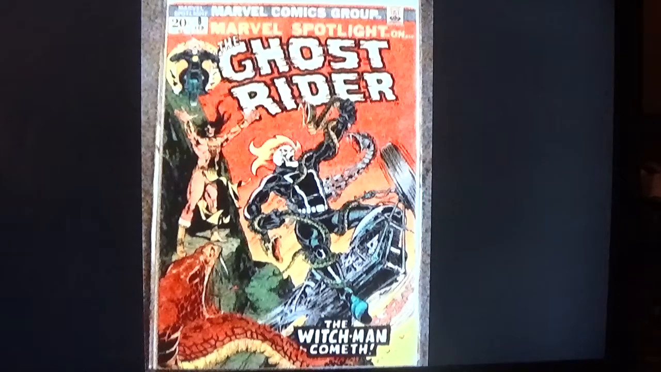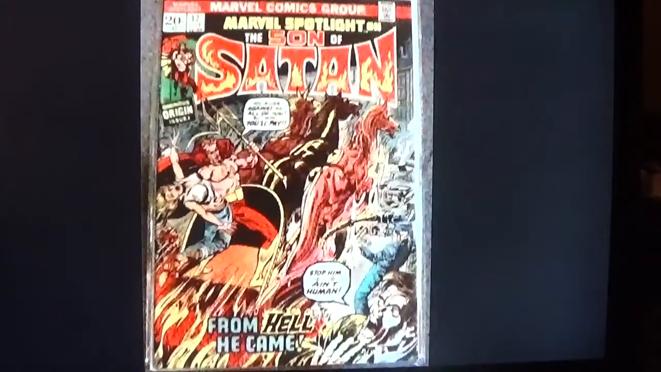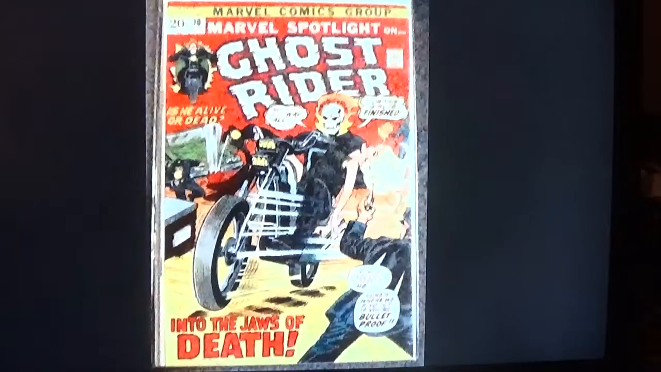The devil. And honestly, as a fan of Ghost Rider, and I have to be completely honest, it's an okay start. It's not a great start. It's not even really a good start. It's an okay start. It's not terrible, but it's okay.